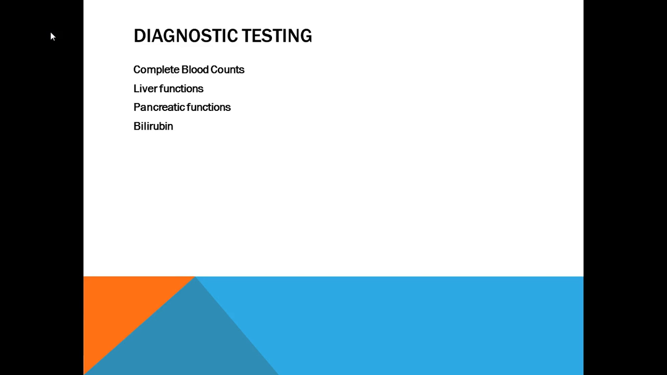Additionally, you may have some problems with your pancreatic functions because nothing is able to be expressed down the other way. When you have a backup, it either backs up into the liver and causes problems with your liver, so AST and ALT will be high, or the bilirubin and the bile cannot get out, which will cause problems with your pancreatic function.